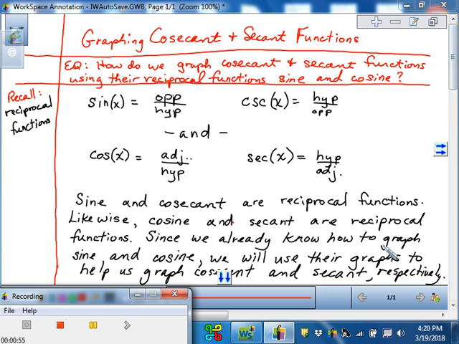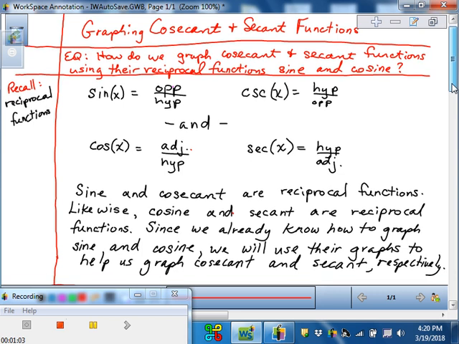Since we already know how to graph sine and cosine, we're going to use their graphs to help us graph cosecant and secant, respectively. Go ahead and pause and copy down this section of the notes, and then we will continue with two examples.